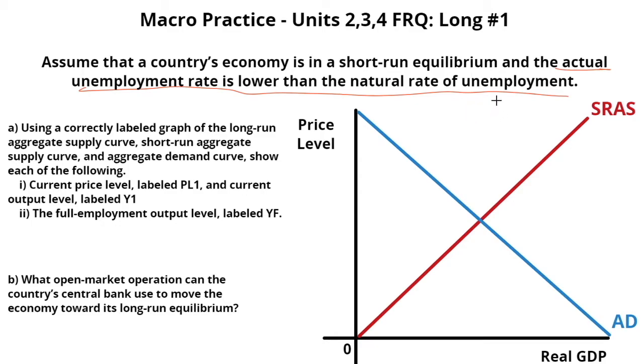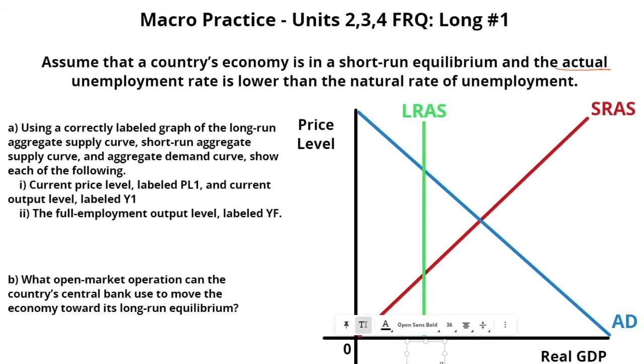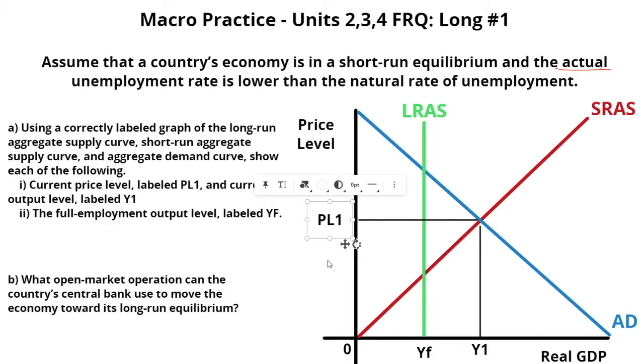So if the opposite were true and the unemployment rate is lower than the natural rate of unemployment, then we must have an inflationary gap. And that means that our short run output, which is right here, would be ahead of the long run output. And so therefore, you would draw long run aggregate supply to the left. Let's finish labeling with YF, Y1 for the short run equilibrium's output, and PL1 for the short run equilibrium's price level. And so as we can see between these two, the potential output and the short run output, this is the inflationary gap. So that's part A done.